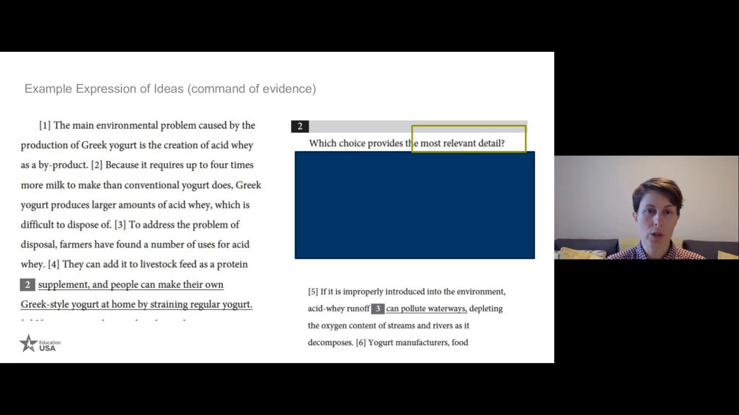So for question two, it's a "which choice provides the most relevant detail," and there's a whole underlined portion there that's a detail. And basically when we reveal the choices, it's going to give you multiple other details that you might sub in instead. So in order to make sure you're choosing the right detail as you're reading the paragraph, it's really important to understand, okay, what is the main point of this paragraph? And also what's going on in the previous sentence that this is going to be a detail for. And I need to make sure that the detail is relevant to that, right?